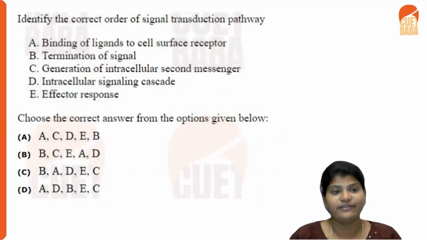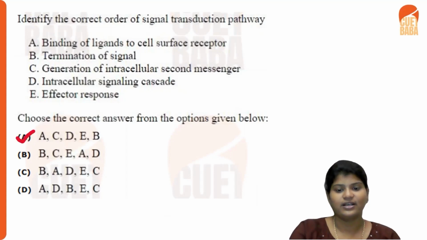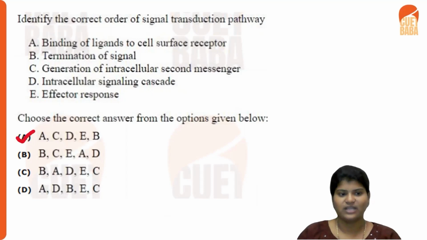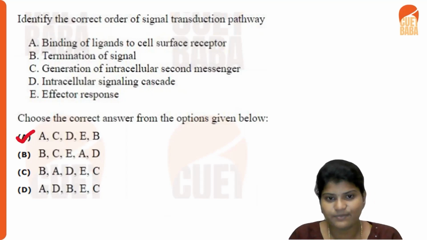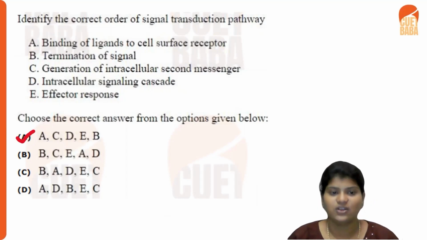And the next one: identify the correct order of the signal transduction pathway. First, the binding of ligands to the cell surface receptor, termination of signal, generation of intracellular second messenger, the intracellular signal cascade, and effector response. Once the ligand binds to the receptor, a second messenger is generated, and the intracellular signal is released.